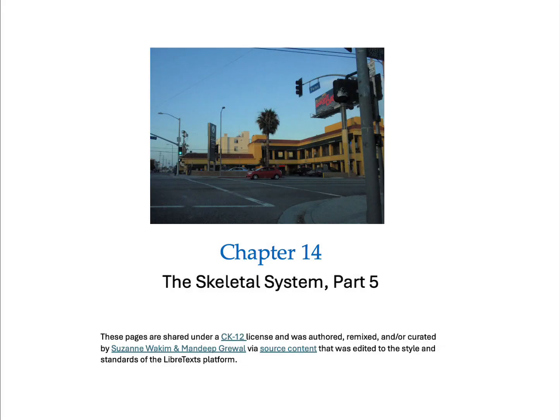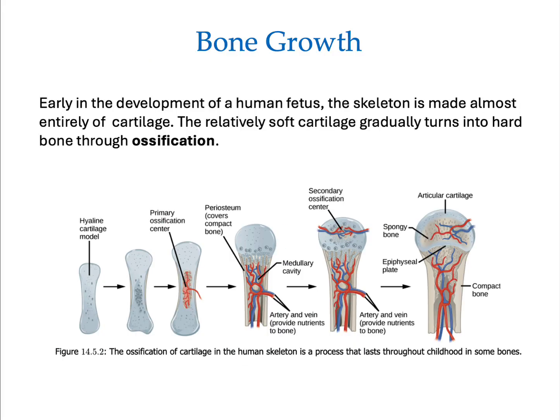Chapter 14, the Skeletal System, Part 5. Bone growth. Early in the development of a human fetus, the skeleton is made almost entirely of cartilage. The relatively soft cartilage gradually turns into hard bone through a process called ossification.